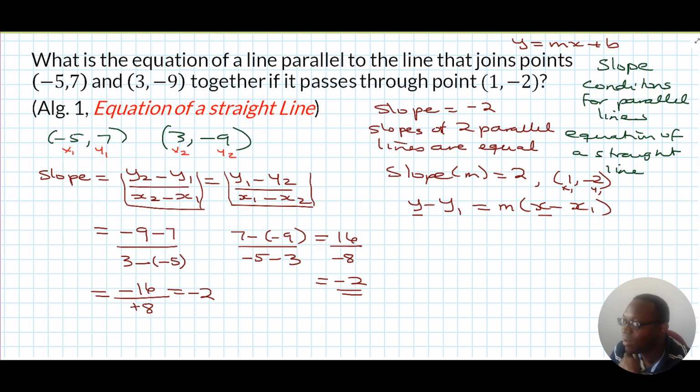So therefore, let's go ahead and come up with the equation. y minus y1 is going to be y minus -2. Your slope is actually -2, not 2. Slope is -2, and then x minus 1. So this is what we're going to figure out.